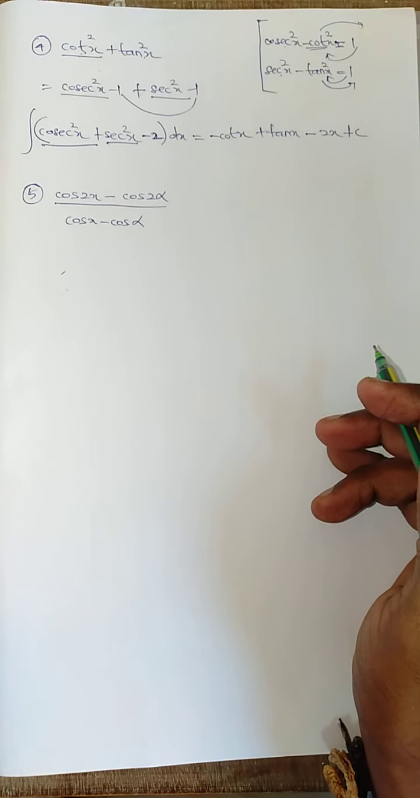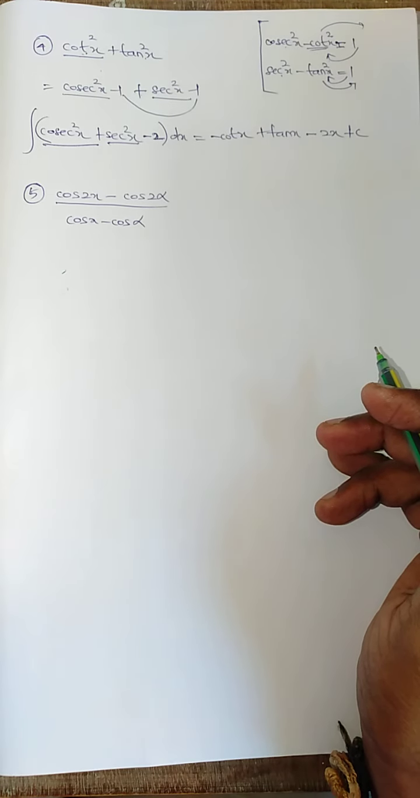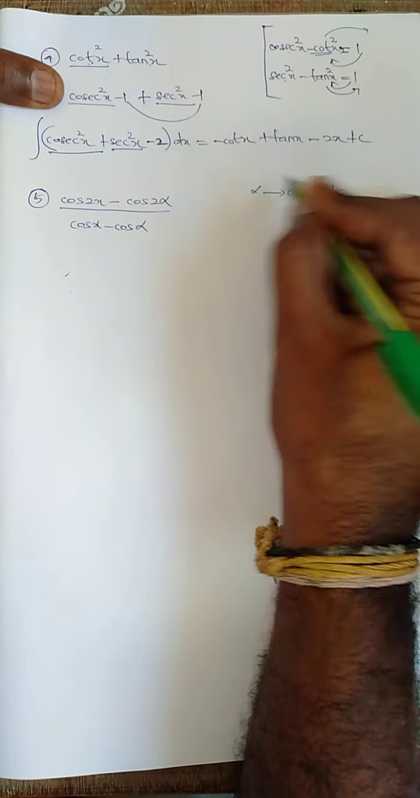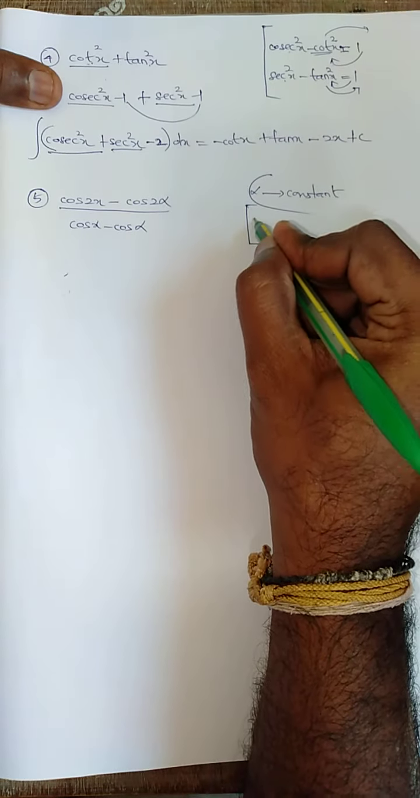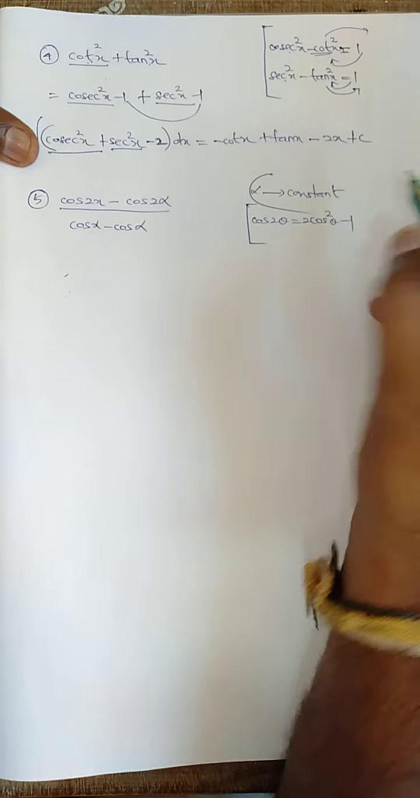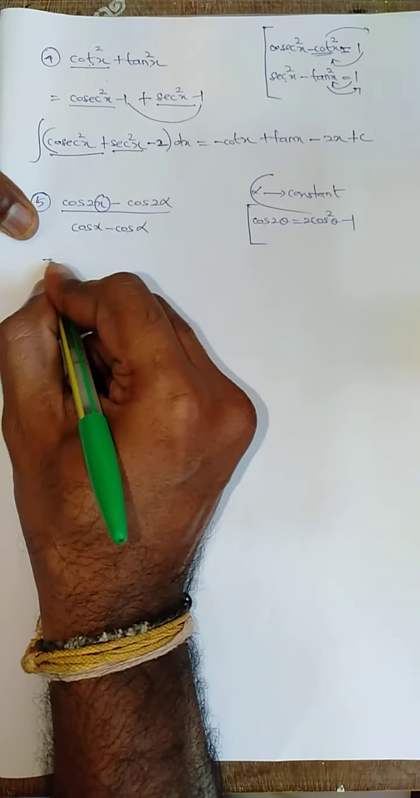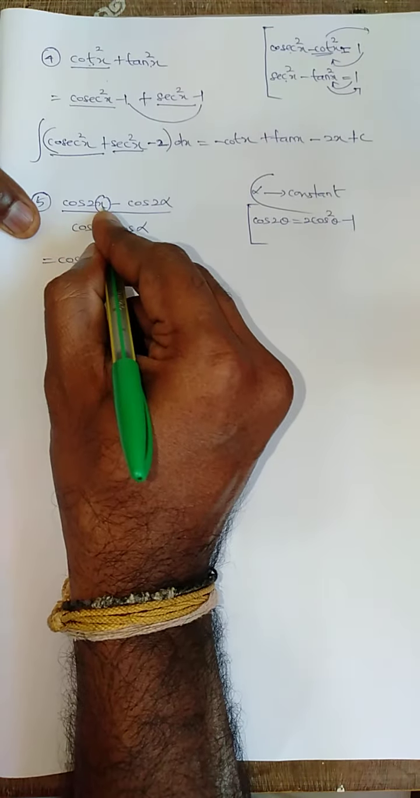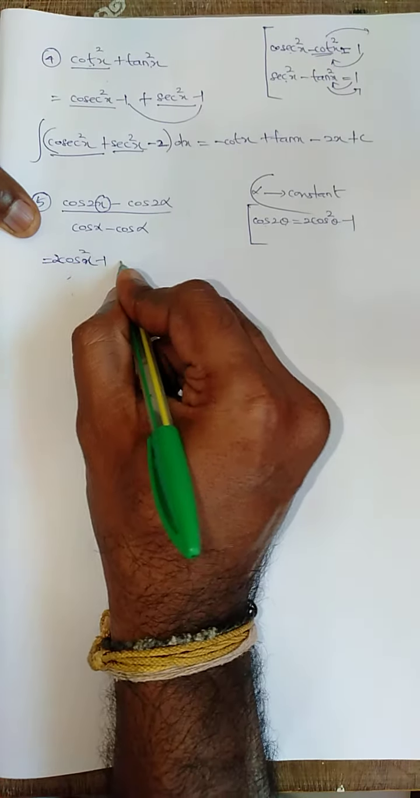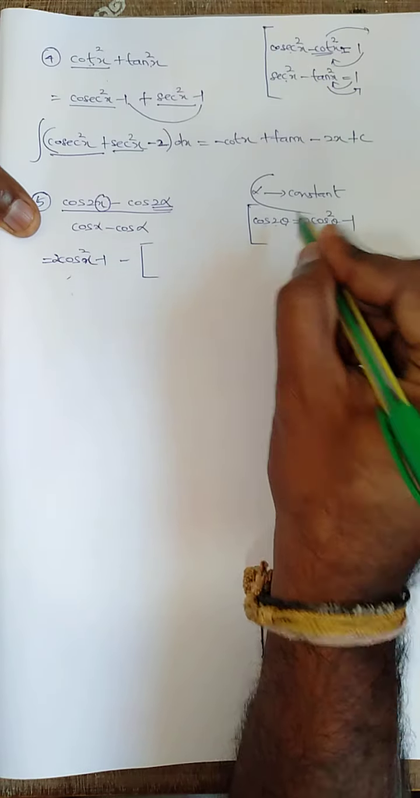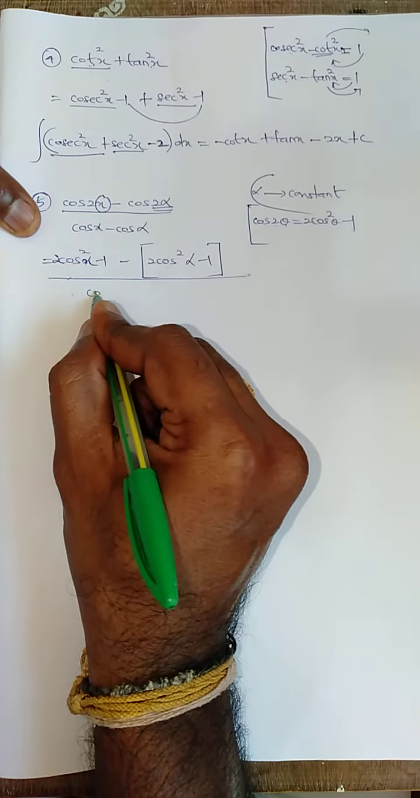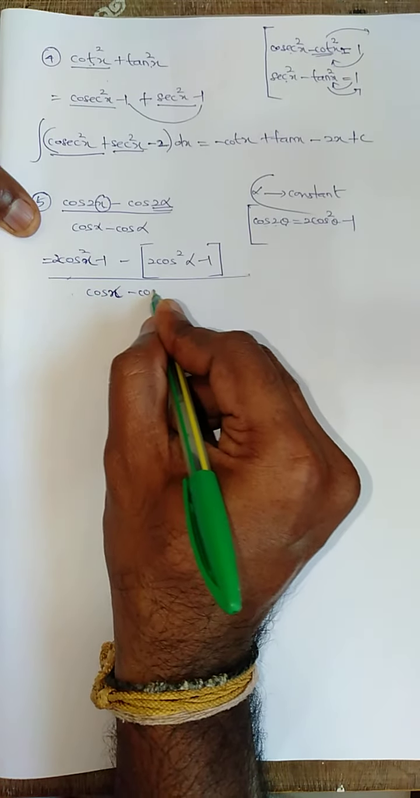Next, fifth sum: cos 2x minus cos 2 alpha divided by cos x minus cos alpha. Here alpha is a constant. This one you need to maintain properly. Alpha is a constant. So we know the formula. What is the formula? Cos 2 theta is 2 cos square theta minus 1. Here x is present, so how can I write cos 2x? Cos 2x is nothing but 2 cos square x minus 1, minus, open the bracket, 2 cos square alpha minus 1, divided by cos x minus cos alpha.